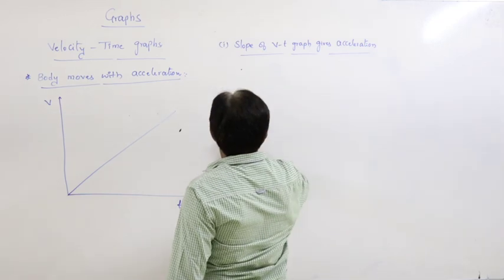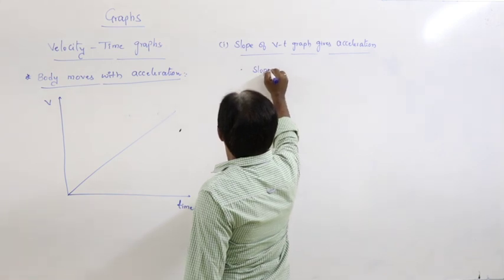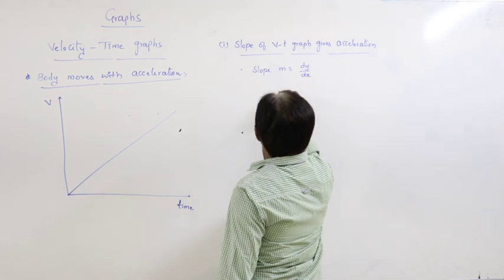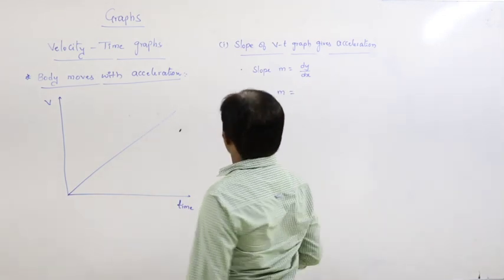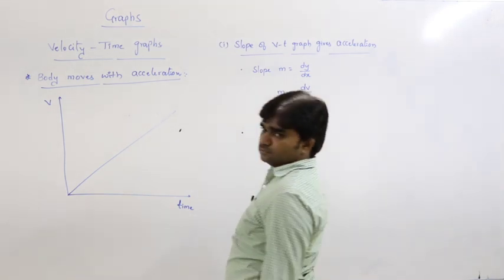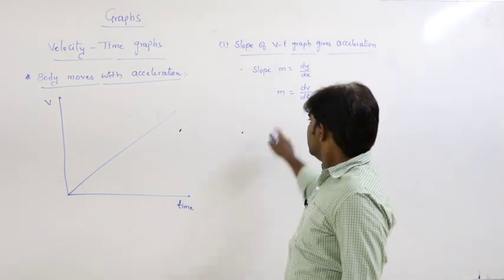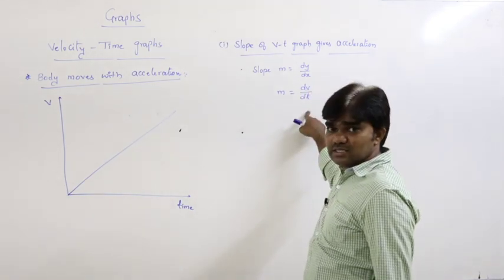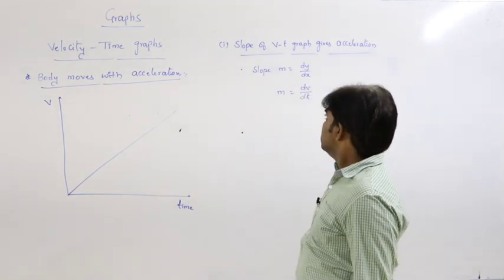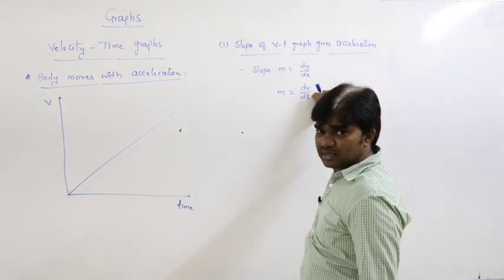So that means, how can you calculate the slope here? Slope formula: M is equal to dy by dx. So M is equal to, what is the y component here? Velocity, that is dv by dt. Y component is velocity, x component is time. So change in velocity divided by change in time gives acceleration. So rate of change of velocity is nothing but acceleration.